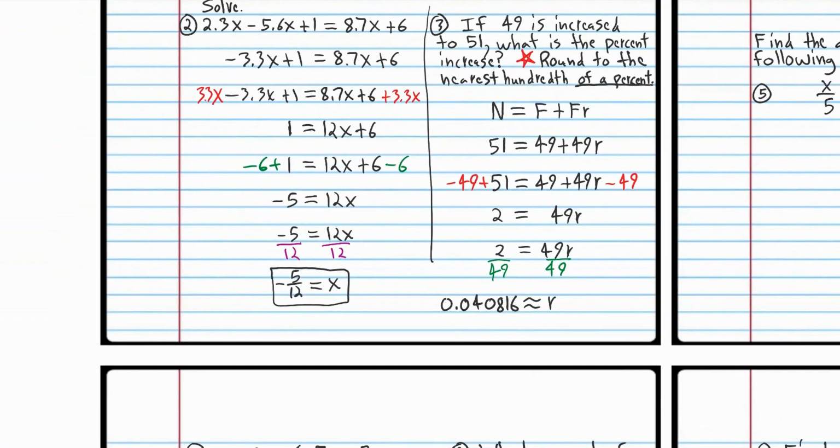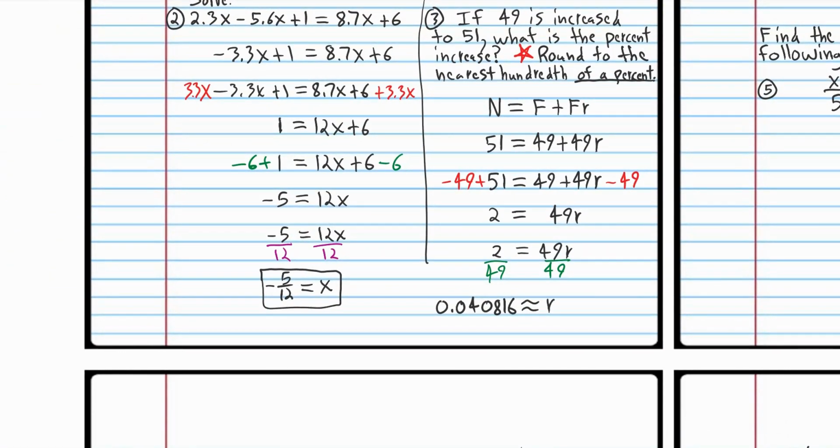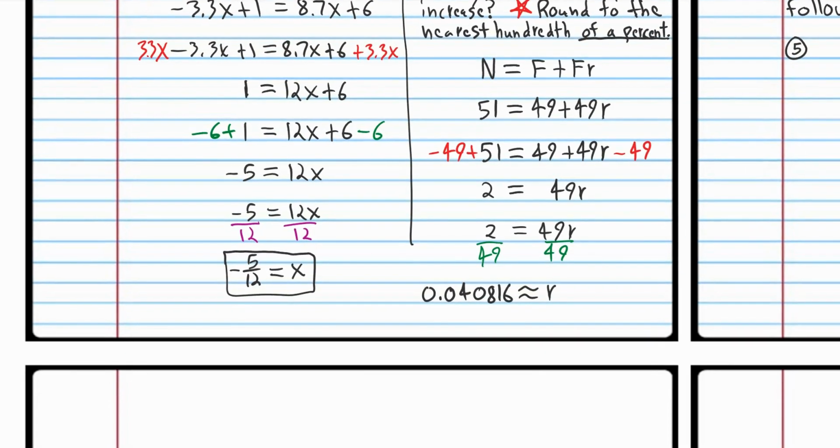And so if I round to the nearest hundredth, the hundredth place would be here. But if I round and make my answer 0.04, that's going to be wrong. When it says round to the nearest hundredth of a percent, that means you have to change it to a percent first, then you find the hundredth place. So we're going to change it to a percent, 4.0816%. And then at that point, you can round off to the nearest hundredth.